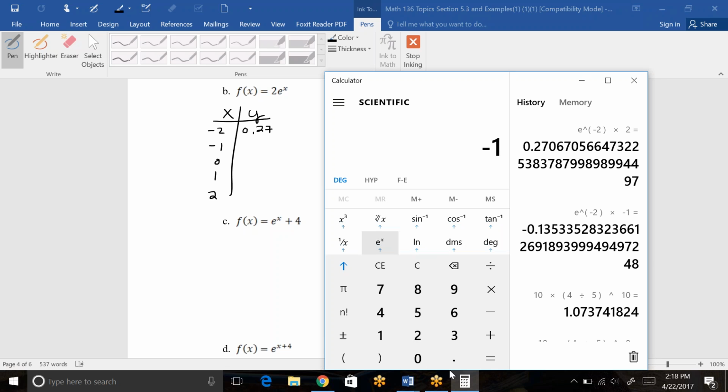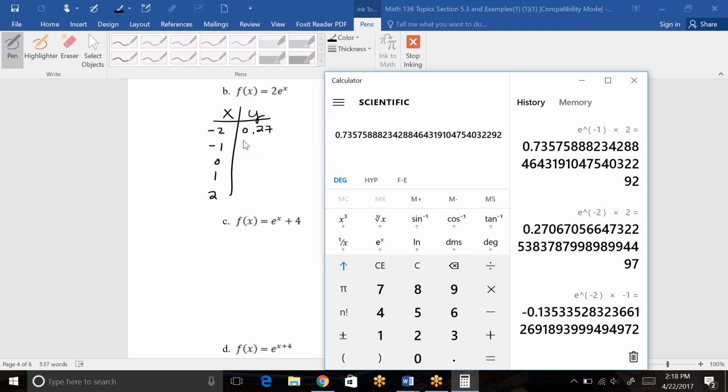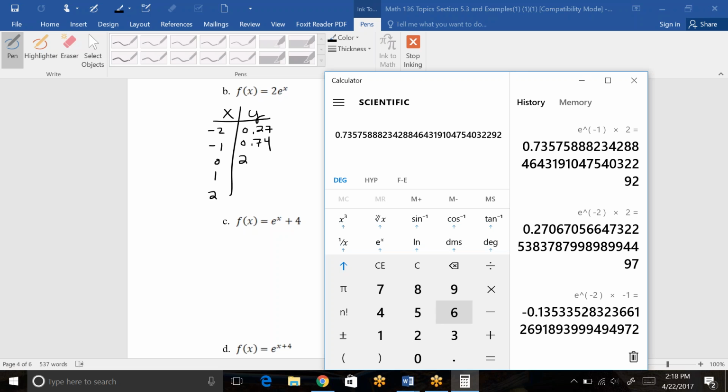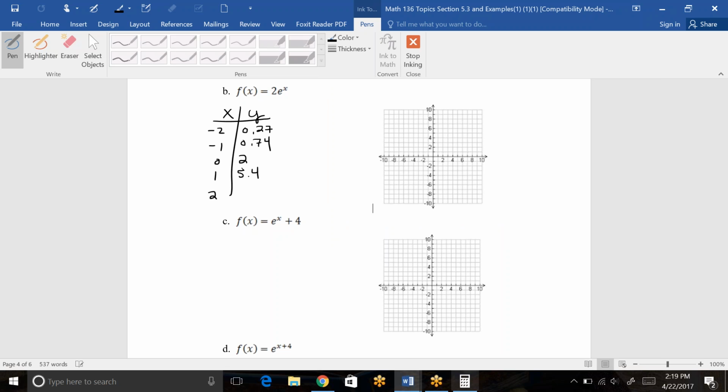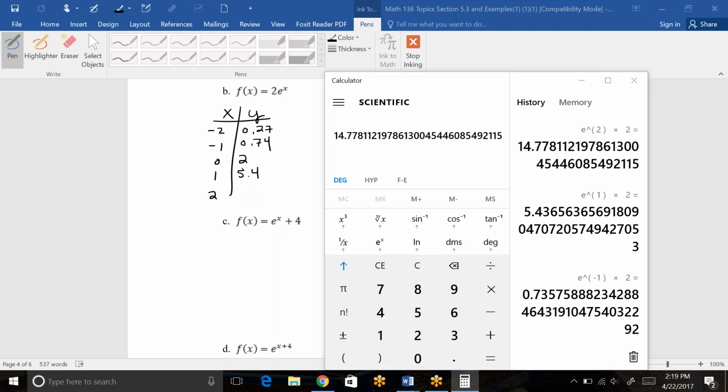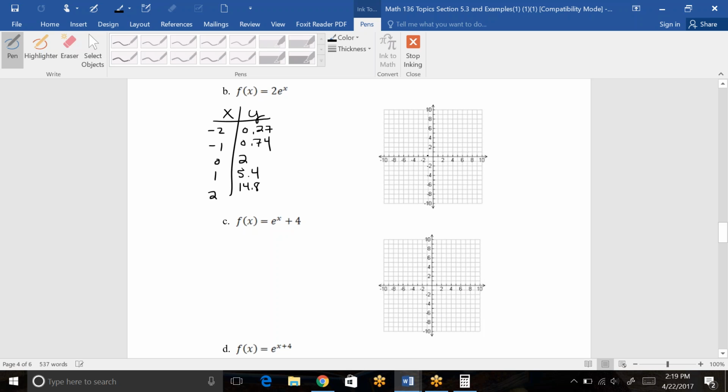e to the -1. And then double that answer. So 0.74. e to the 0 is 1, but times 2 would be 2. So notice that's been stretched up. e to the first is 2.7, so just e, and then times 2. So that'd be 5.4. And then e squared times 2. That'd be 14.8. So -2 is at 0.27, -1 is at 0.74, 0 is at 2, 1 is at 5.4, and 2 is off the chart. So notice this didn't really change too much of what's going on, except that it's going to get bigger faster, and it's still y equals 0 as the asymptote.